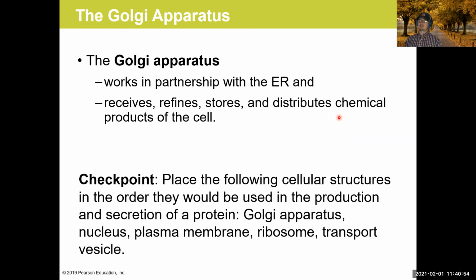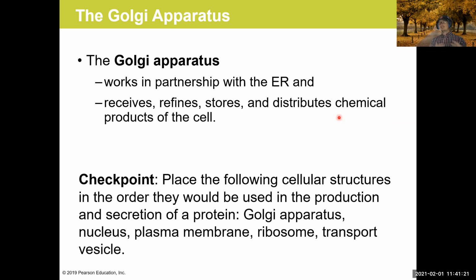Once the vesicles leave the ER, they can then go to the Golgi apparatus. And the Golgi apparatus basically receives those products, refines them, stores them, houses them in a warehouse you could think of, and then distributes those products to the cell. You could think of the Golgi apparatus as like the Amazon of the cell.